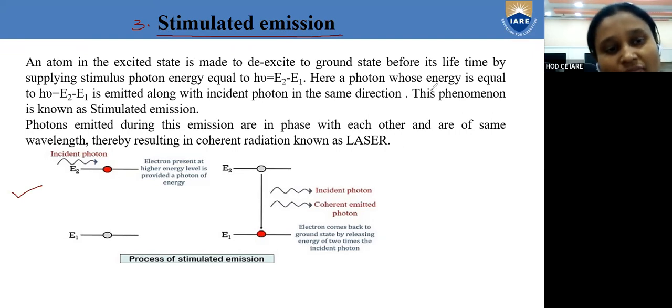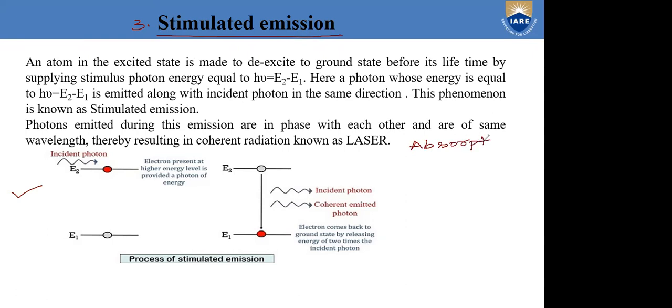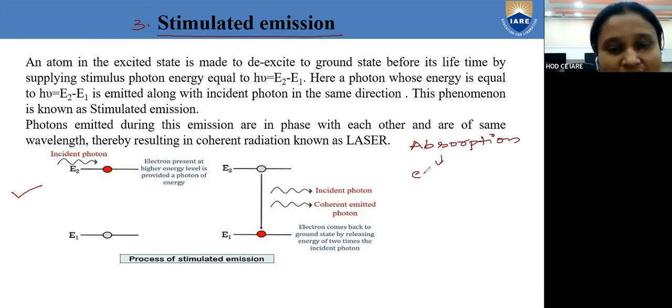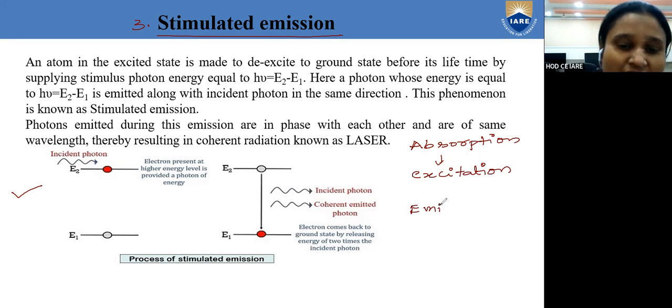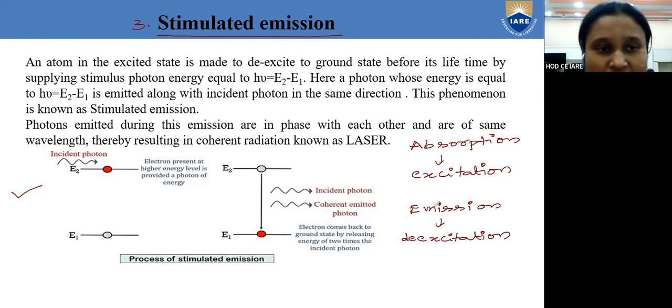Emission means what? Absorption means what? Excitation. Absorption means excitation, going from lower energy to higher energy. For that we need energy, right? For excitation. Then after that we have emission. Emission means de-excitation. De-excitation means coming from a higher energy level to a lower energy level. Our de-excitation has two types. The previous one we called spontaneous emission. And what is this one? Stimulated emission. What is spontaneous emission? For the de-excitation, we don't need energy.